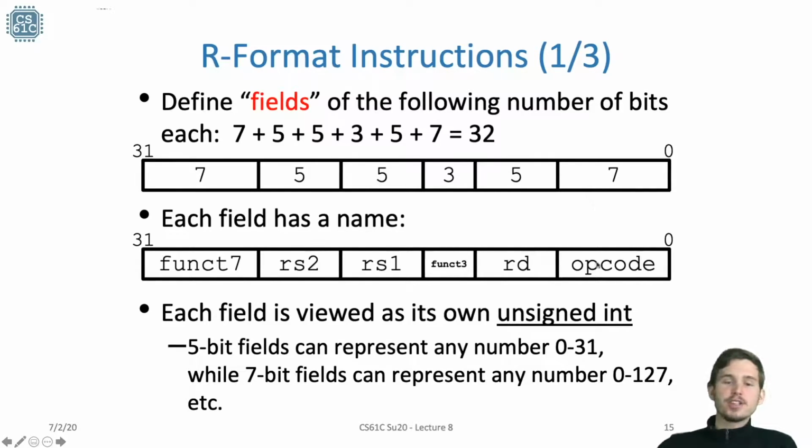Next, let's give each of these fields names, because it'll just be a little bit easier to talk about each of them. So we'll give the 7-bit field here opcode. RD is the 5-bit field, then we'll have func3 as the 3-bit field, RS1 and RS2 are each 5 bits, and finally func7 is 7 bits. Each of these fields can really be seen as unsigned integers, where a 5-bit field can represent numbers from 0 to 31, whereas a 7-bit field could represent any number between 0 and 127, and those are just some examples of what each of these fields could do.